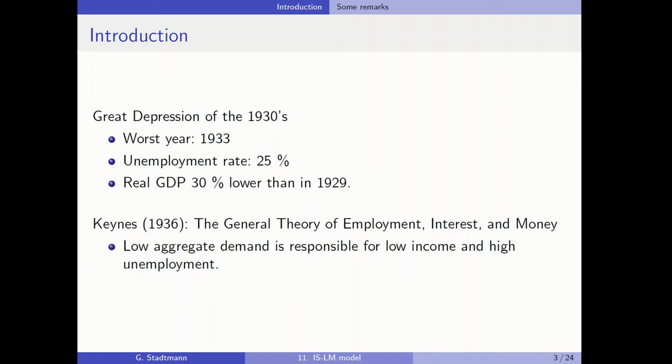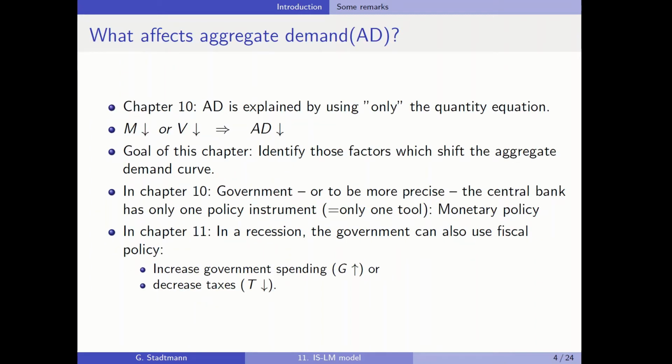Therefore, we are going to focus a little bit more on aggregate demand in this chapter 11. In chapter 10, like our last chapter, the aggregate demand was only explained by the quantity equation. And we were able to come up with two factors which influence aggregate demand. That is money supply and the velocity. And a negative demand shock can only be caused by a reduction in money supply or a reduction in velocity. The goal of this chapter is to identify those factors which shift the aggregate demand curve. And therefore, we want to get to know other factors, others than money supply and the velocity, which affect the aggregate demand.